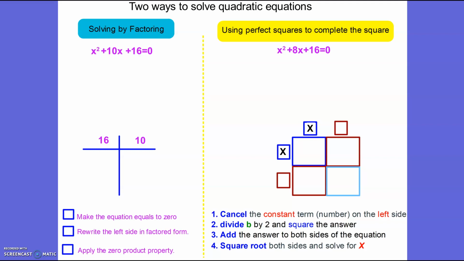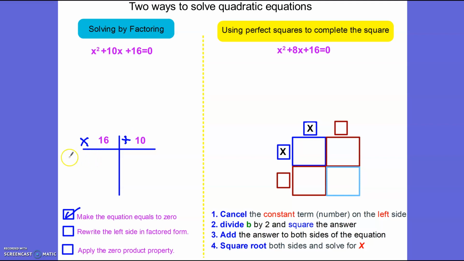So last week, we learned how to solve quadratic equations by factoring. Let's review. The first thing we need to do is make the equation equal to 0. That has already been done. Now, we need to find two numbers that will multiply to give me 16 and add to give me 10.